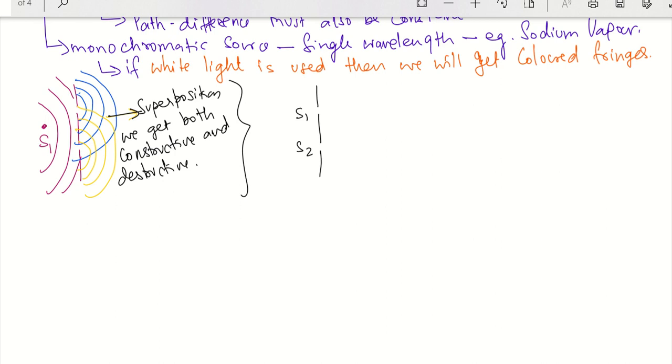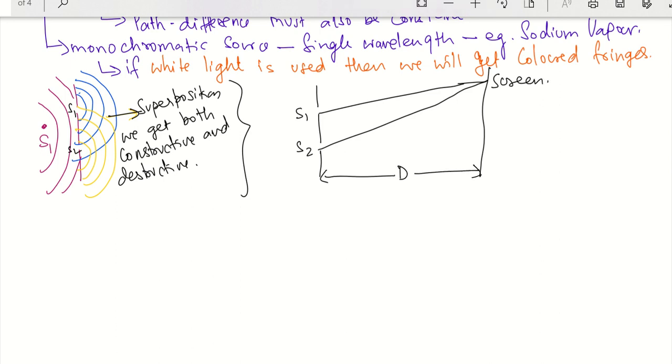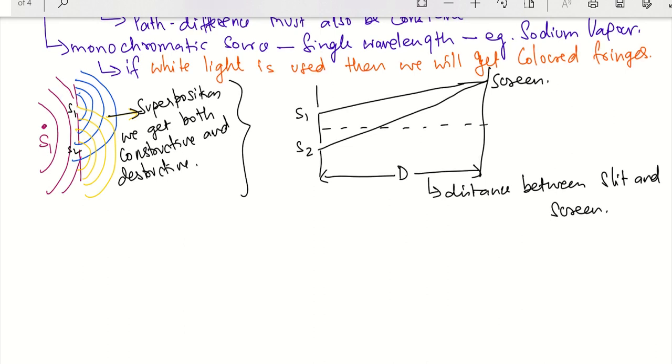So if I have to apply maths here, then I have the two slits, S1 and S2, just like it is created here. And then the overlapping happens, and then I get them on a screen. This is a screen. From here to here is D. This is the distance between slit and screen. This is the center point, and y is given as the distance of a fringe from center. All right.